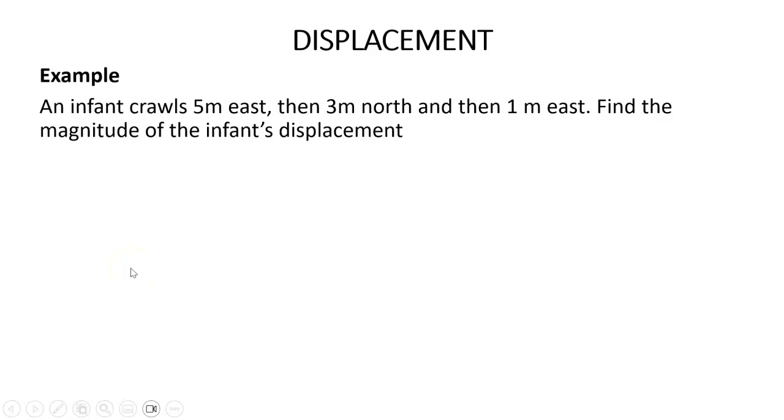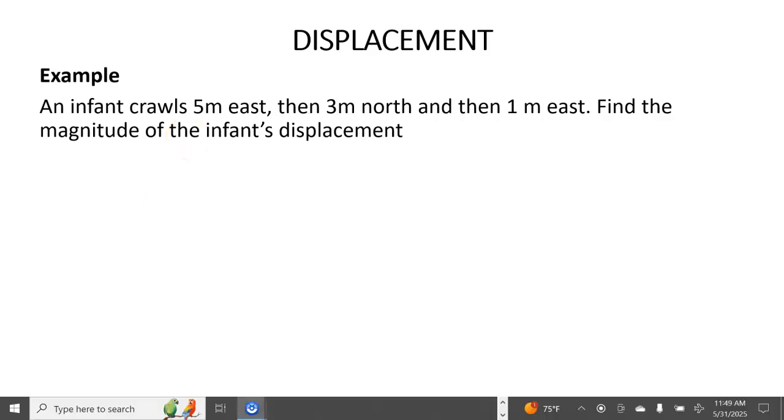Okay? Example on this displacement. Looking at this example, the example shows that an infant crawled 5 meters east, then 3 meters north, and then 1 meter east. Find the magnitude of the infant's displacement. We're looking for the magnitude of the infant's displacement. But now let us draw the distance traveled. Come with me, let's draw it.